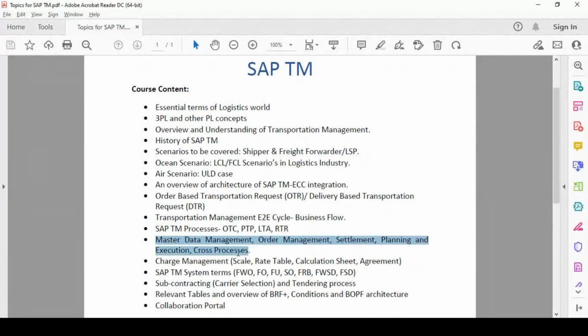So you have six basic core components of TM that basically talk about master data management, order management, planning, execution, settlement, and the cross process. This cross process basically talks about all the cross component integration that you are having. So suppose you do have knowledge of EWM, probably you can integrate TM with EWM or event management or CRM. All those cross processes are nothing but cross connected modules that you might be interacting with. Although we'll not be covering those modules as a part of our TM course, all those touch points where you have an integration, I'll definitely handhold you to those specific areas and we'll be discussing those sections as well.